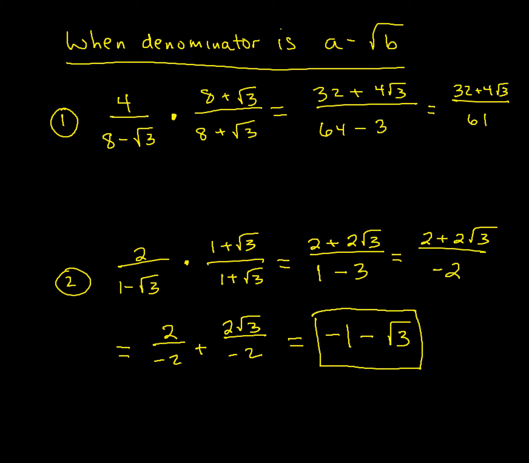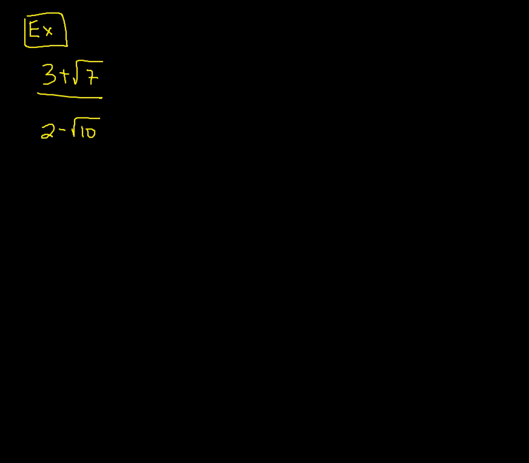Now there's one other type that you're going to see, and that particular type is going to be a little bit different. That type is going to look like this. Now when you have one like this where you've got square roots in both the numerator and the denominator, just kind of ignore the numerator. You're still going to just multiply it by the conjugate of the denominator. So in this particular one, the conjugate of 2 minus root 10 is 2 plus square root of 10. So you're going to multiply the top and the bottom by 2 plus square root of 10.